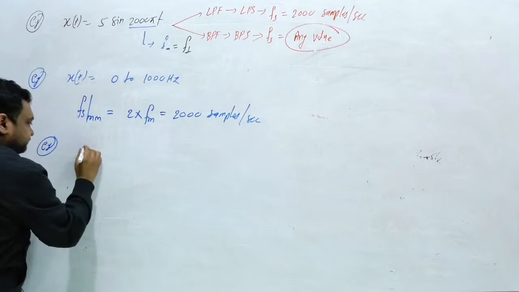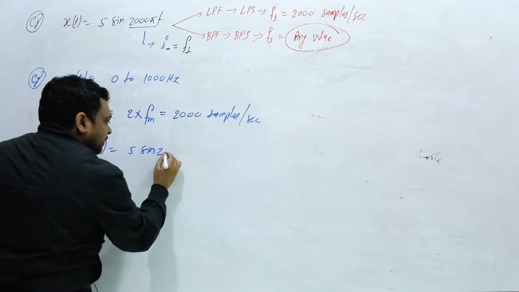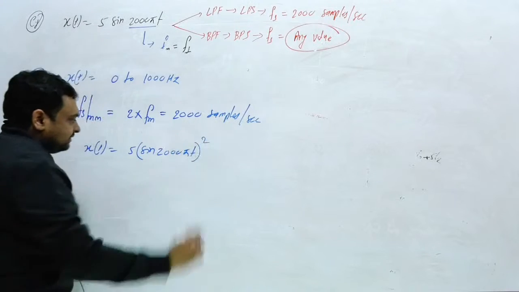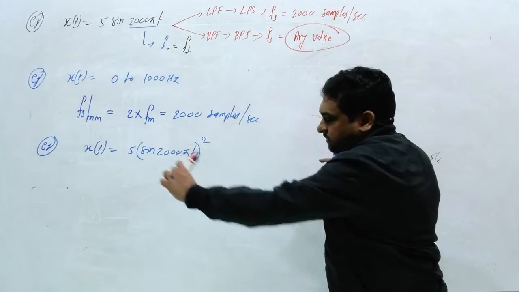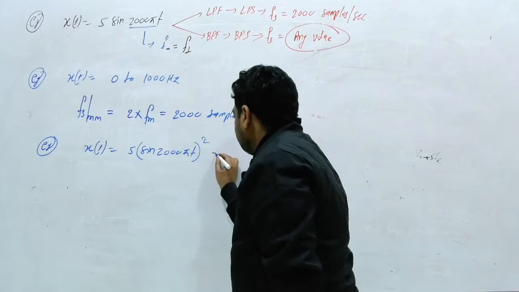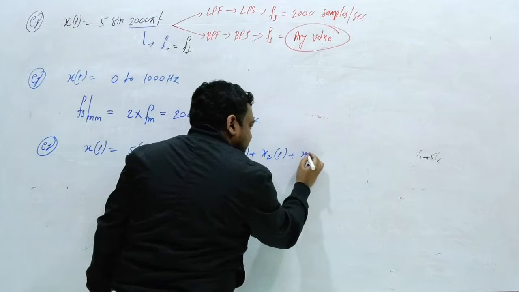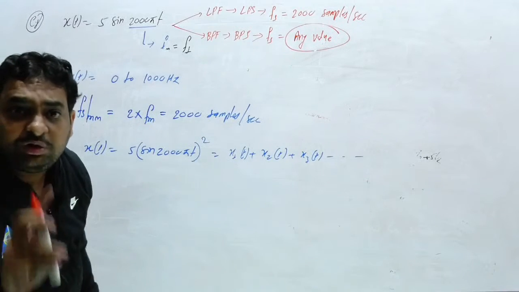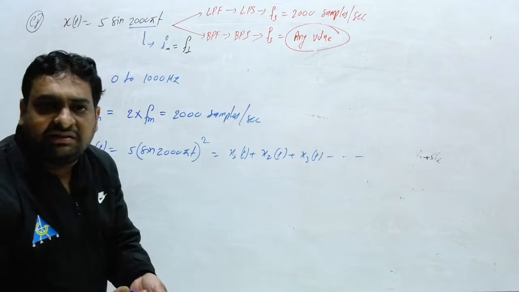Next example: x(t) is equal to 5 sin(2000 pi t) whole squared. One thing you have to concentrate on: always first separate the signal using trigonometric identities, and always write the signal in terms of x1(t) plus x2(t) plus x3(t) and so on. This should be the standard protocol if x(t) has any square term like this, or cube term.